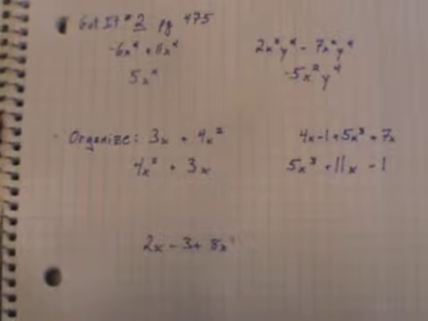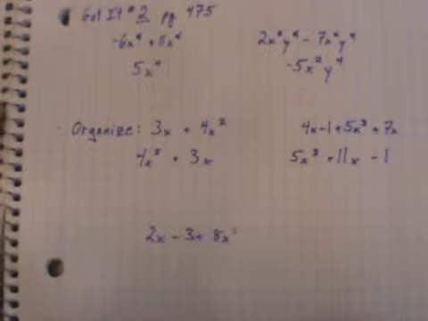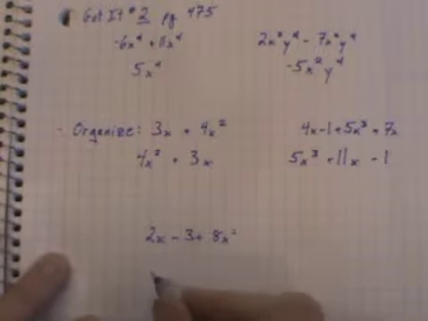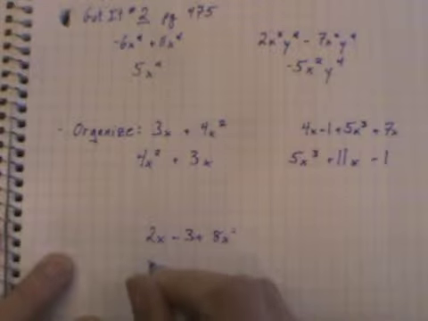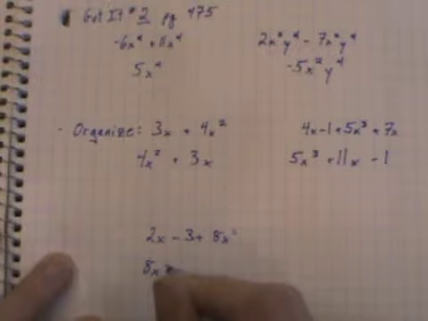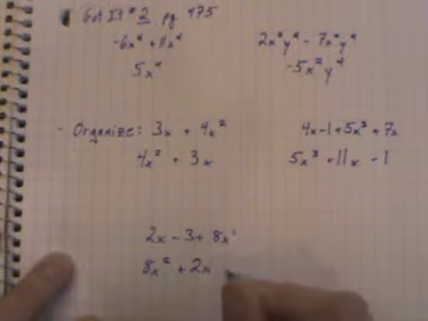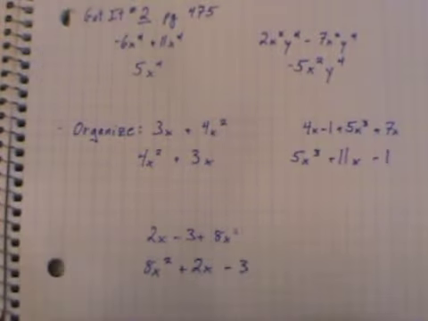And now, try this one. 2x minus 3 plus 8x squared. Write it down in your notebook so that I know that you got 8x squared plus 2x minus 3. All nice and tidy.